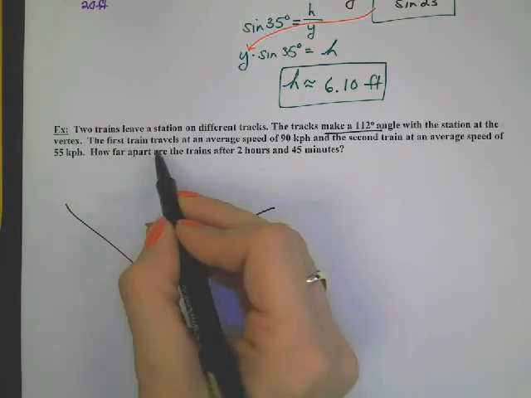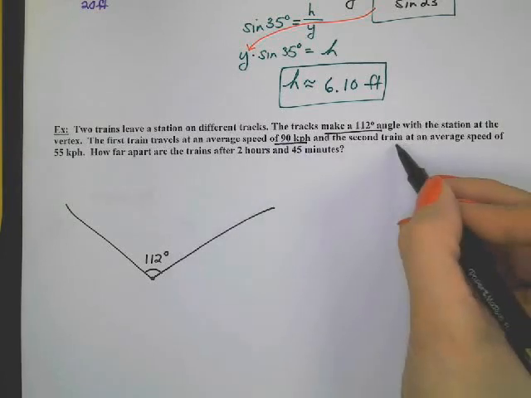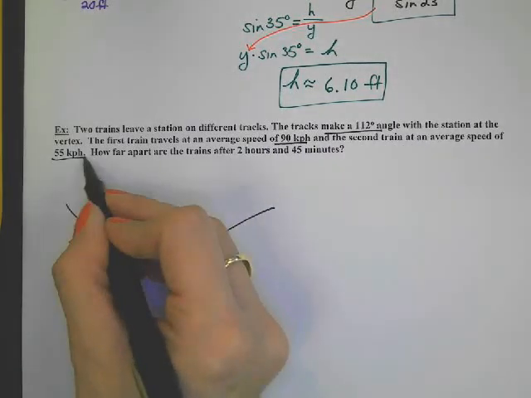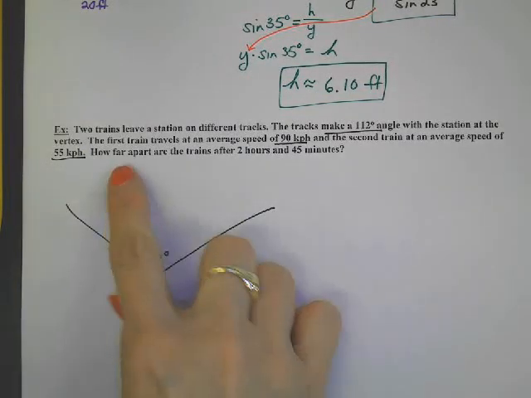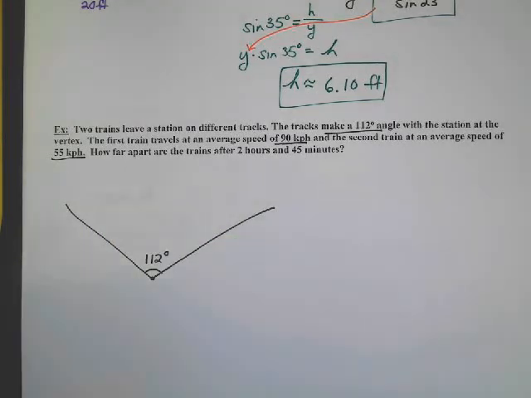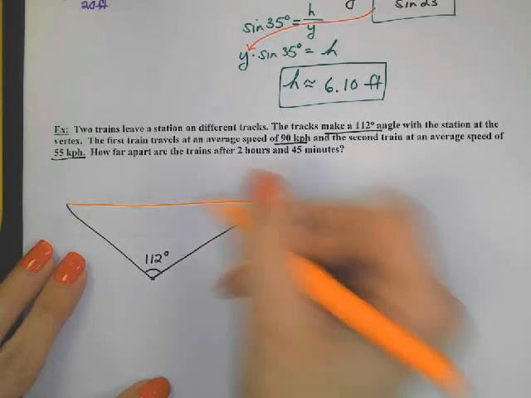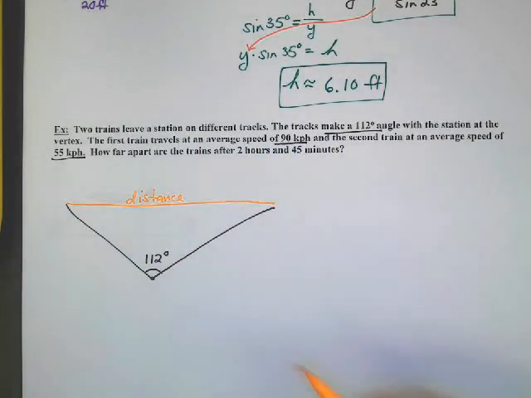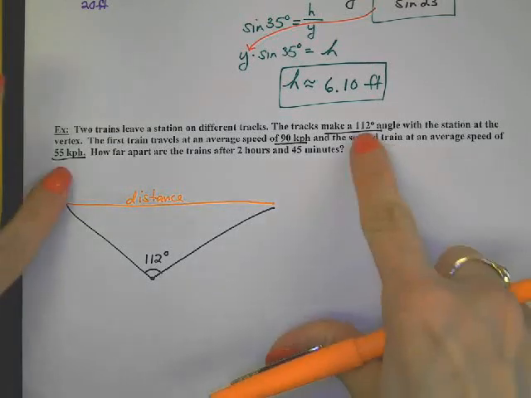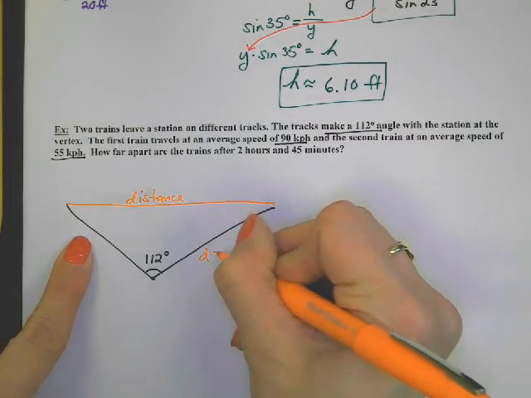Okay. The first train travels at a speed of 90 kilometers per hour. And the second train, a little slower, 55 kilometers per hour. So when you're making these, how far apart are they? This distance right here is a distance, so I need to make sure the rest of my units are all in terms of distance. So I can't put the speeds on these sides. I need to do a distance.